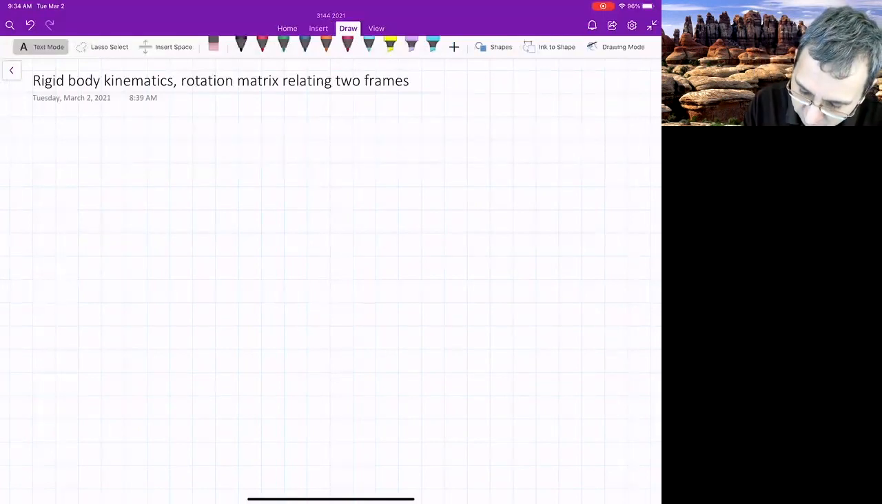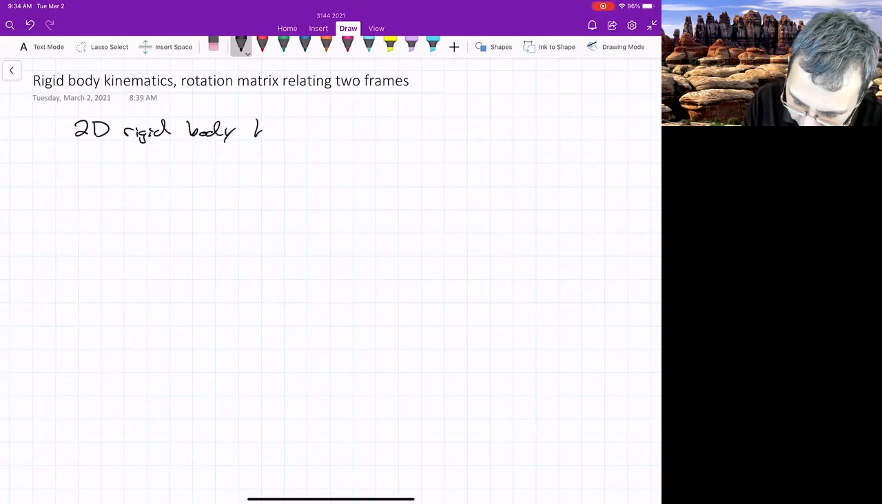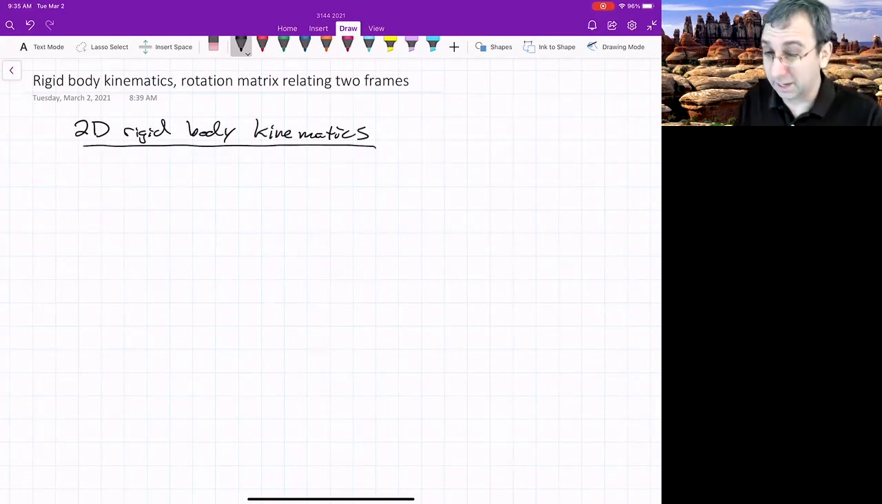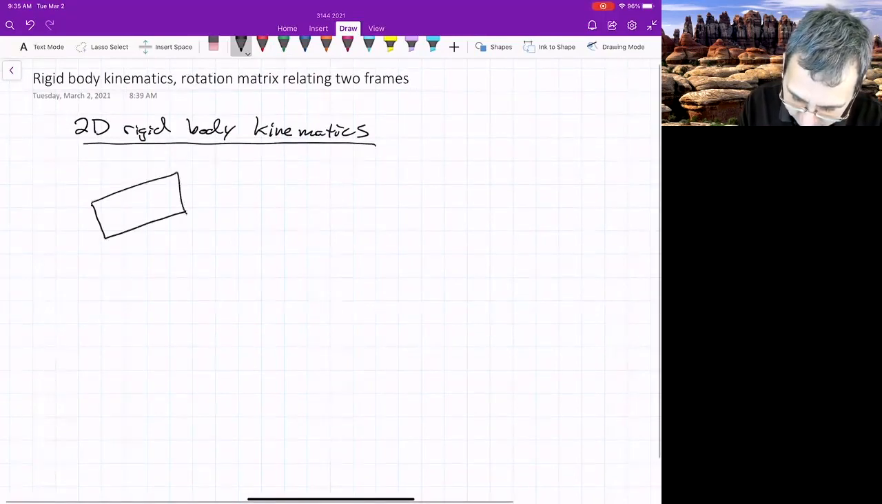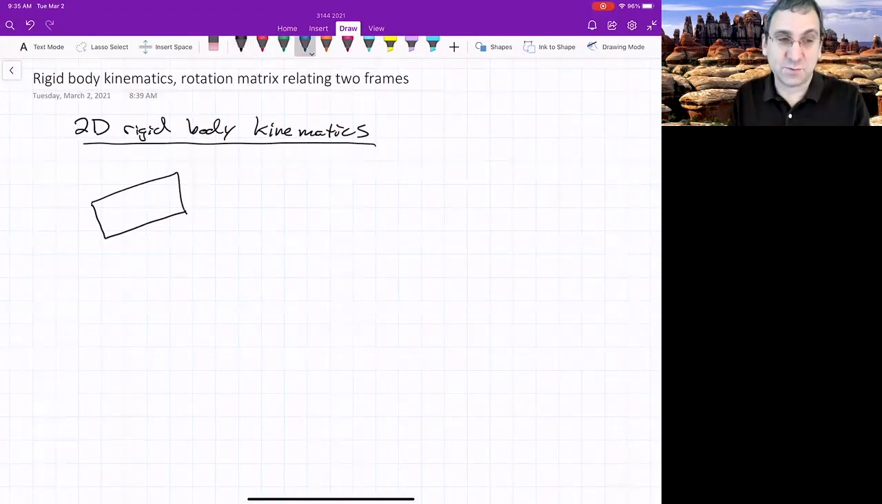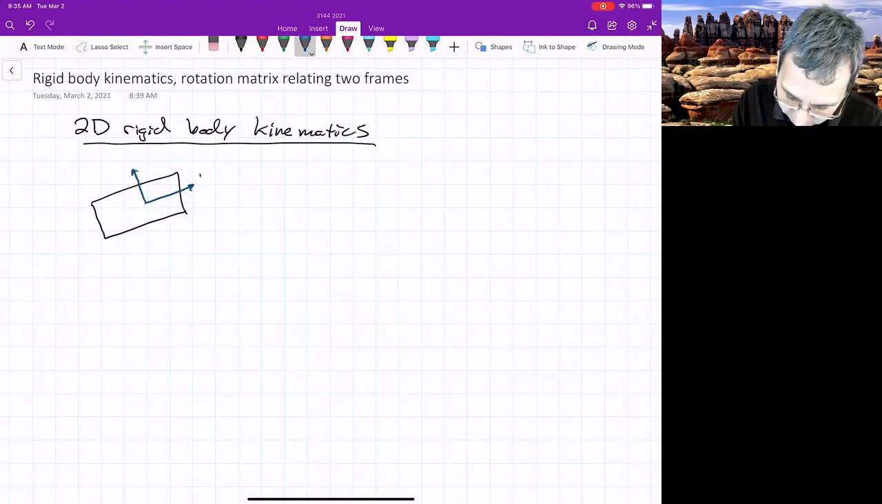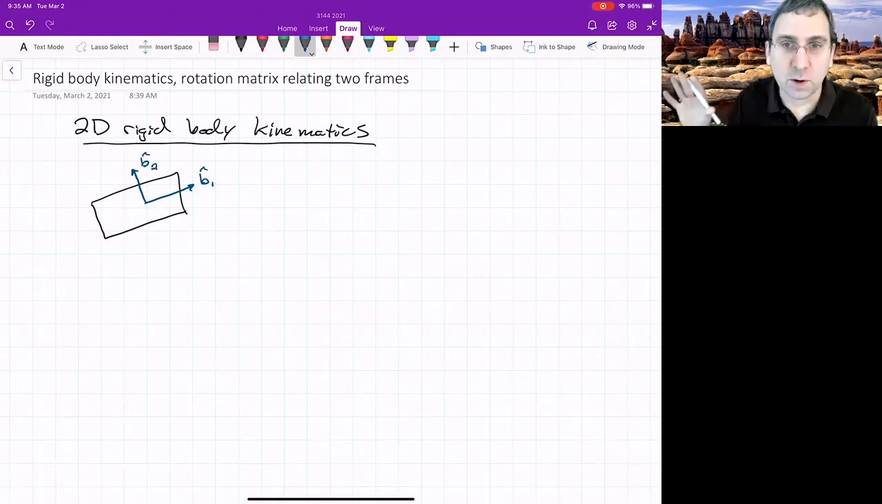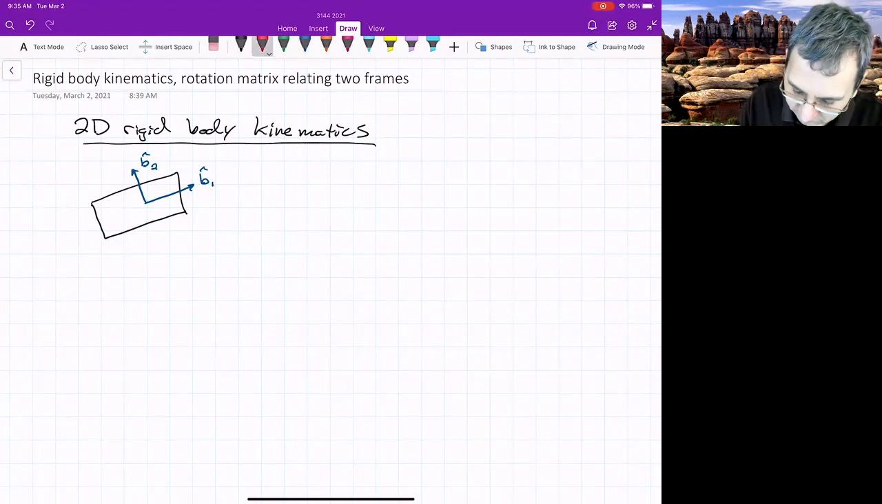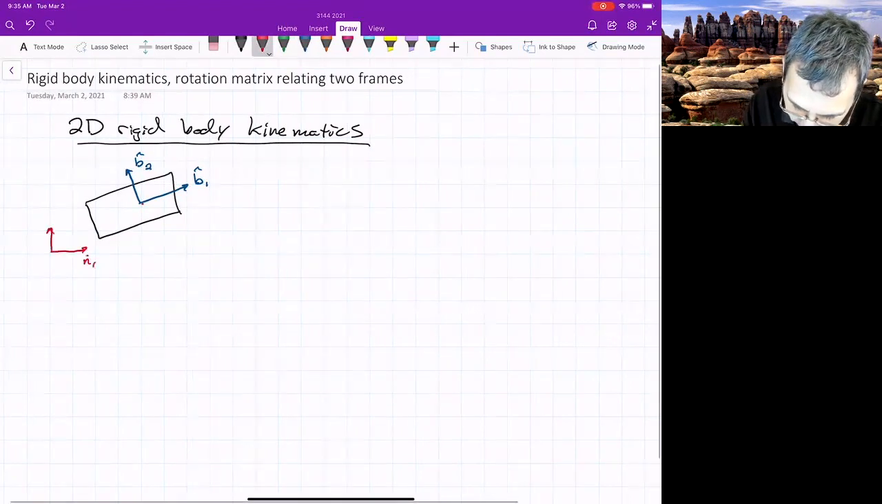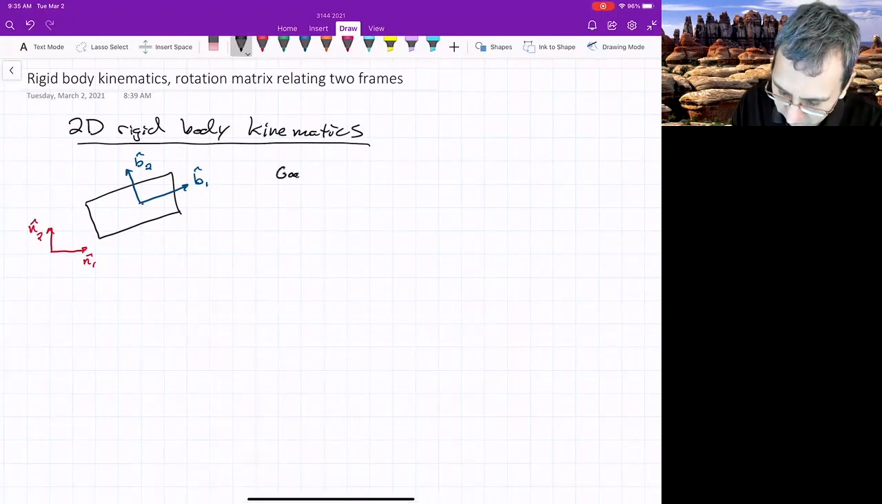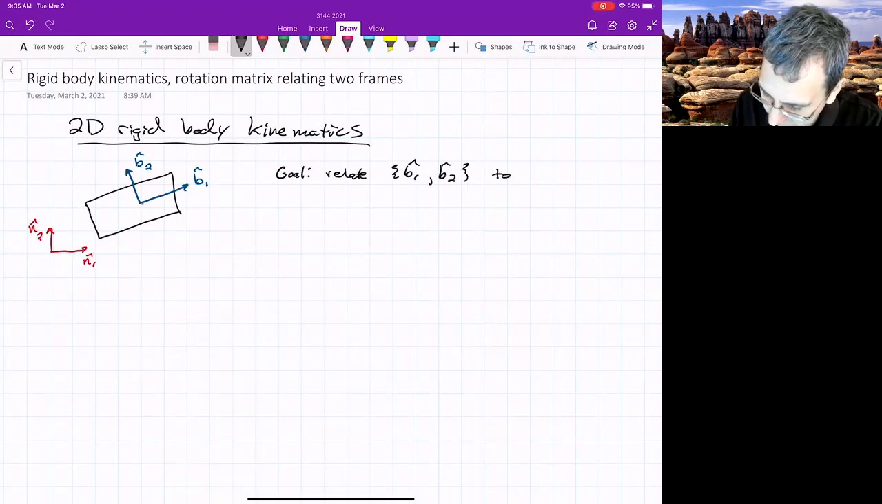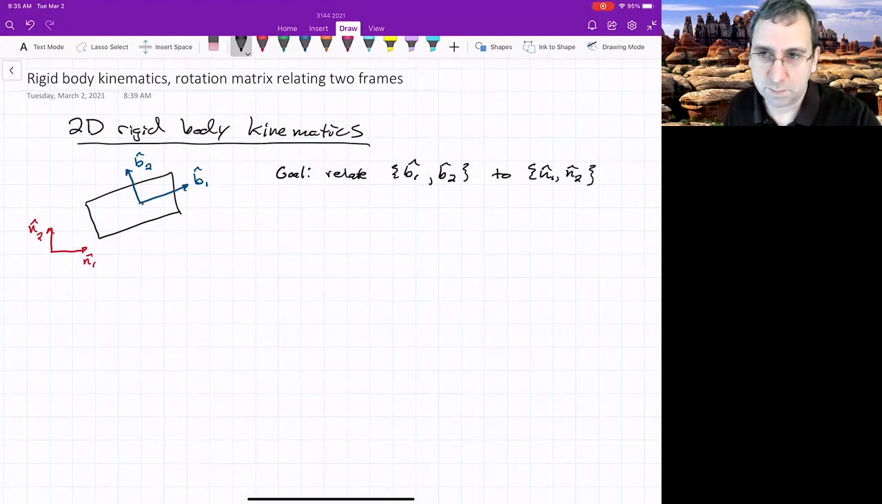So we'll start in 2D and then go to 3D. In 2D rigid body kinematics, we'll develop a lot of the machinery here so that it'll make it easier when we take the step to 3D. So we've got a body, and I'll just draw a rectangle. We're going to attach a frame to this, and by attach a frame, I mean we've attached unit vectors. Don't worry right now about what the origin is. That's not important right now. And then we've got an inertial frame, N1, N2. So the goal is to relate the collection B1 and B2 to N1, N2. Basically, the orientation of the body-fixed B frame with respect to this N frame.